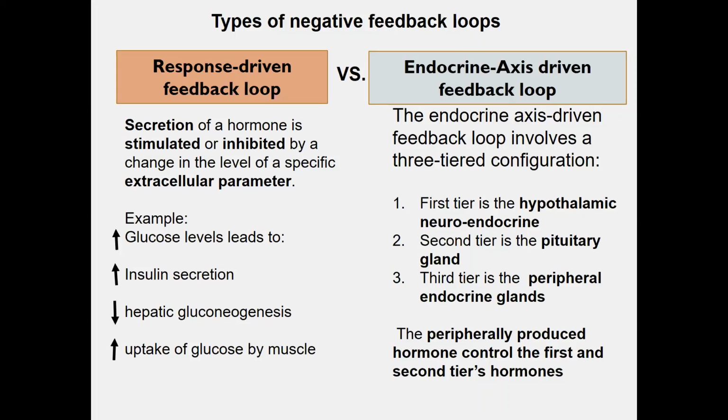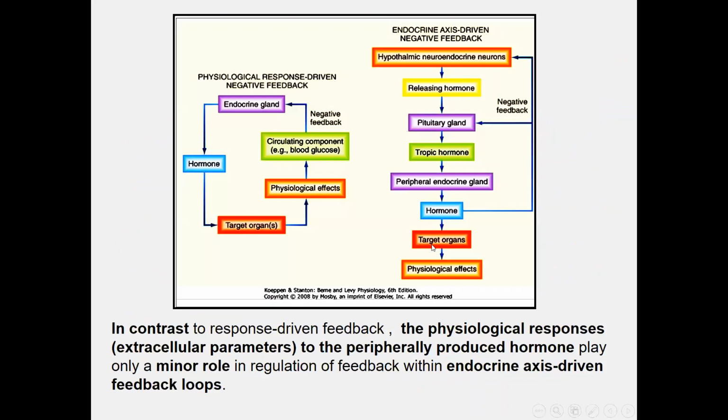In the endocrine axis-driven feedback loop, the peripherally produced hormone is controlling the function of higher endocrine glands, the hypothalamus and the pituitary gland. The endocrine axis feedback loop differs from the response-driven feedback loop in that the physiological response or the extracellular parameter other than hormones plays a minor role in the regulation of the higher glands, or the master glands.